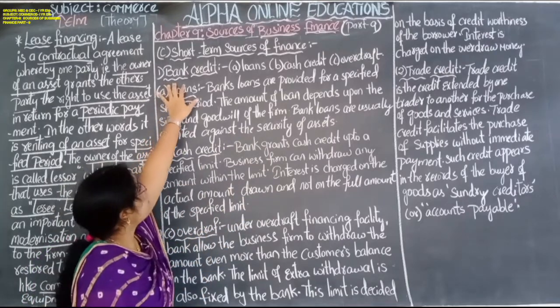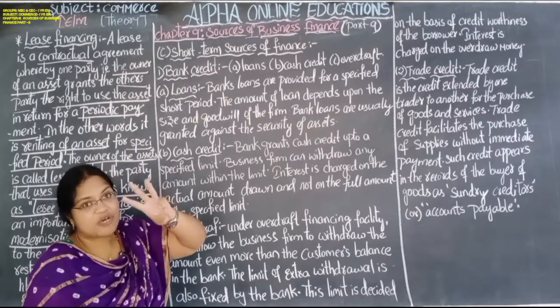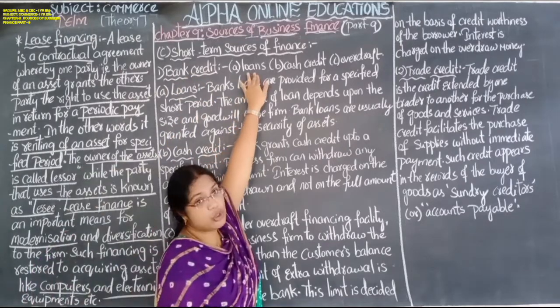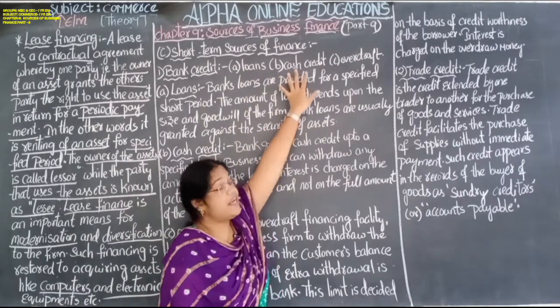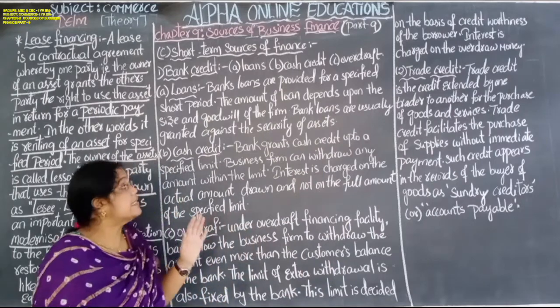Okay, first one is bank credit. So banks generally provide 3 types of credits. What are those? First one is loan, second one is cash credit, and the third one is overdraft. Let us see what these are in detail.